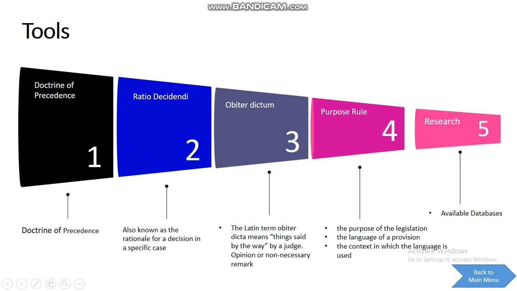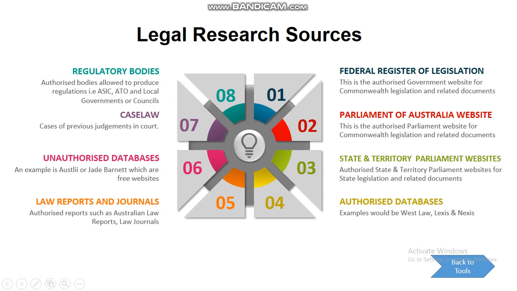If we click back, we then look at research. This gives us the sources of research data that we can look at. When we're looking at federal or Commonwealth law, we can look at the Federal Register of Legislation and the Parliament of Australia. You can go on their website. All the current and previous repealed or amended legislation can be found there.